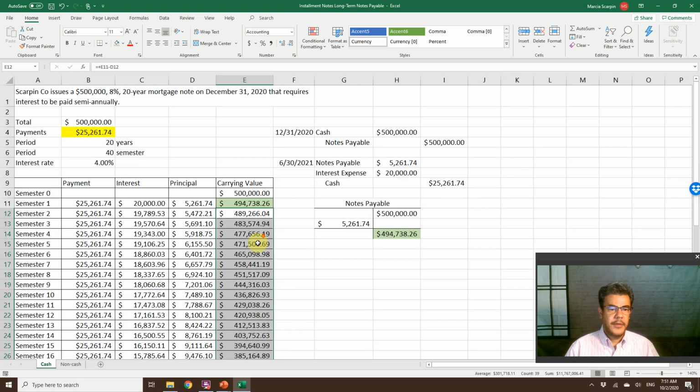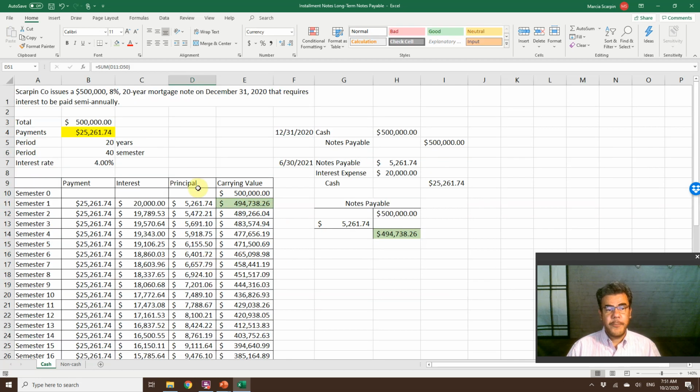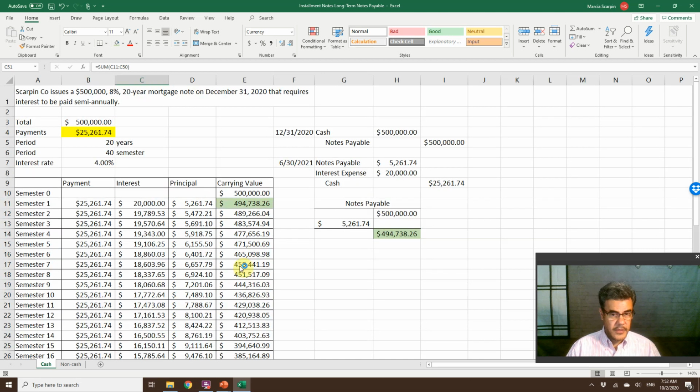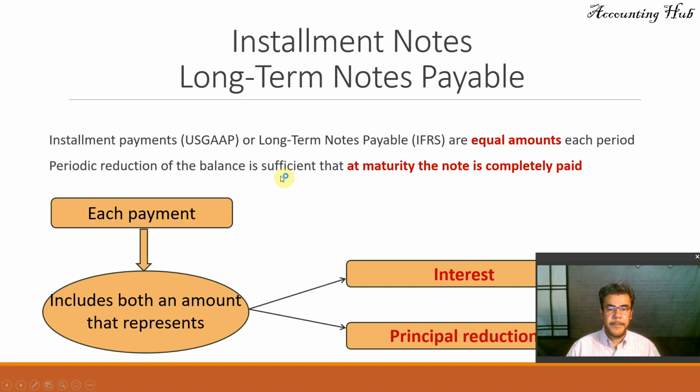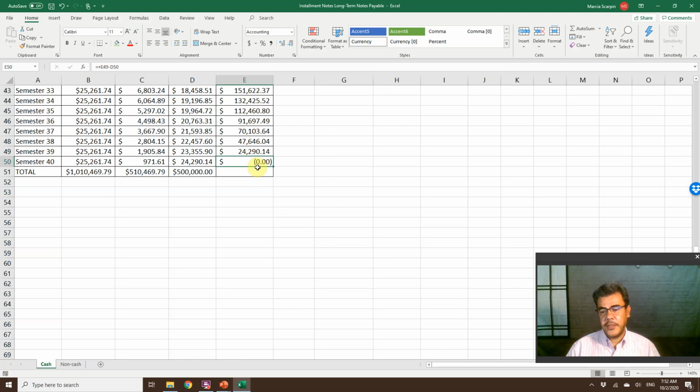And let's check it. Nothing. So at the end of our 40th semester, we have nothing left to pay. Total principal paid $500,000 and 510 interests. And here, if you go back to our PowerPoint, at maturity, the note is completely paid.